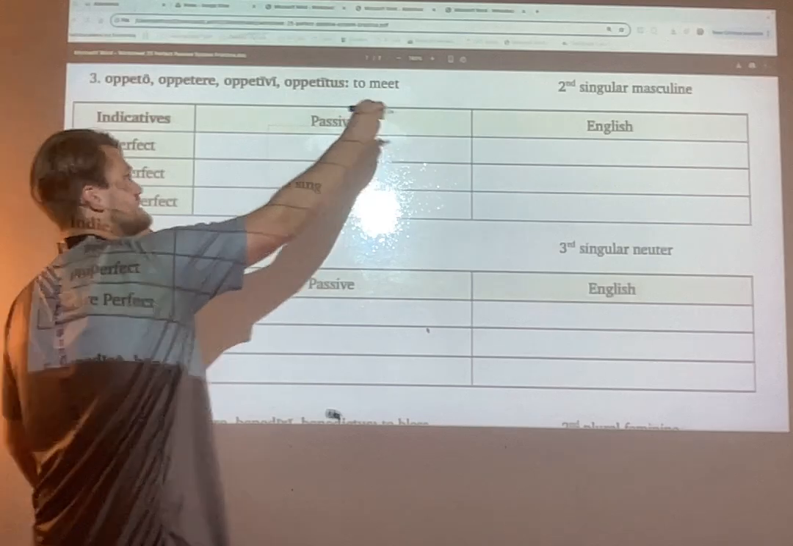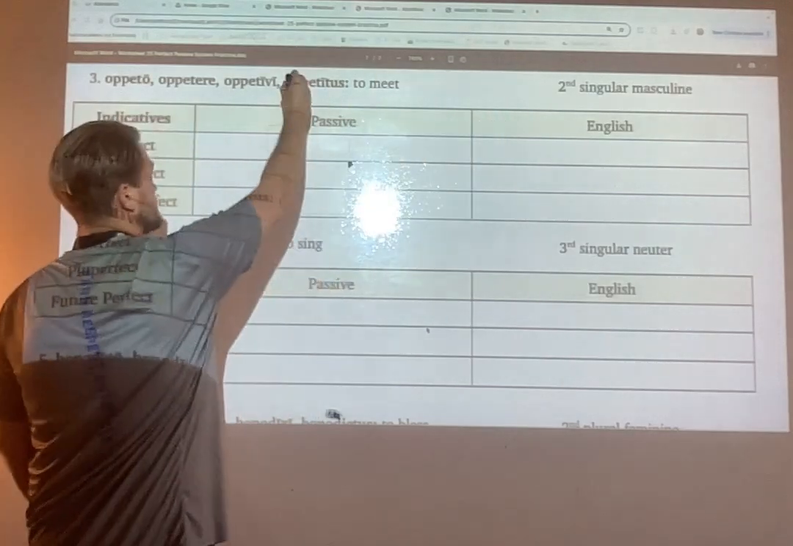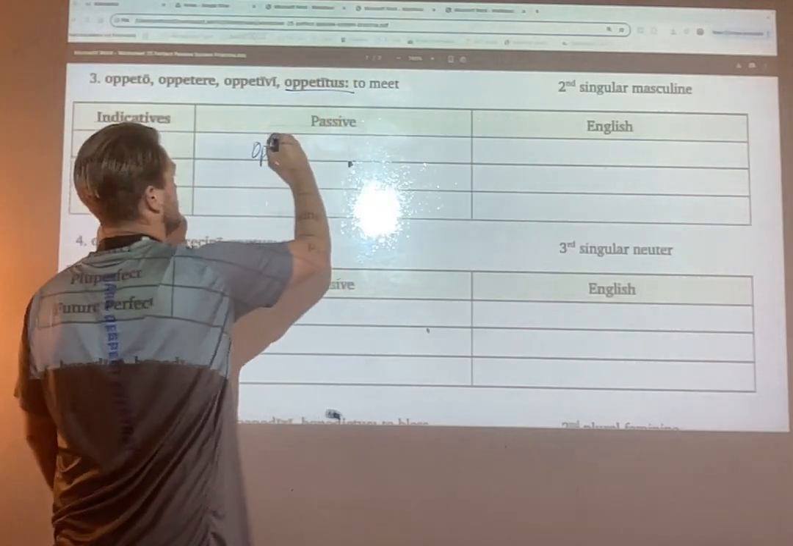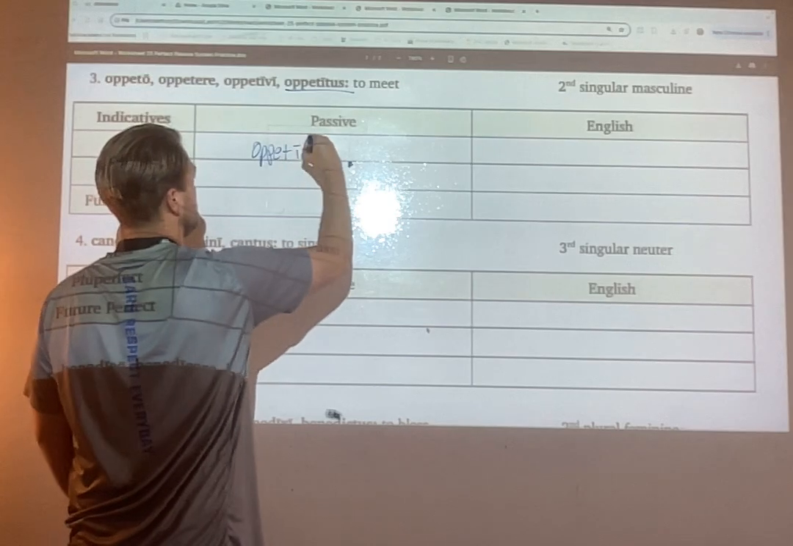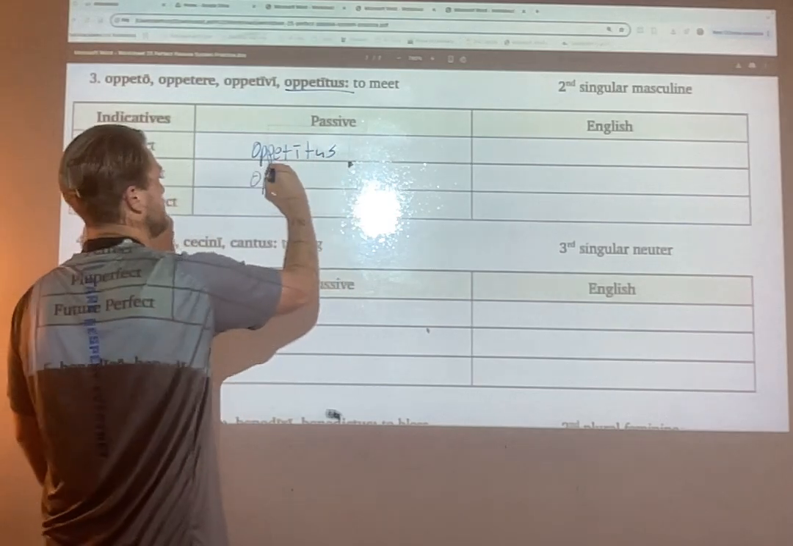Second singular masculine is what we're doing now. So we can actually leave these looking like that. That is the singular masculine ending that I provided for you there.